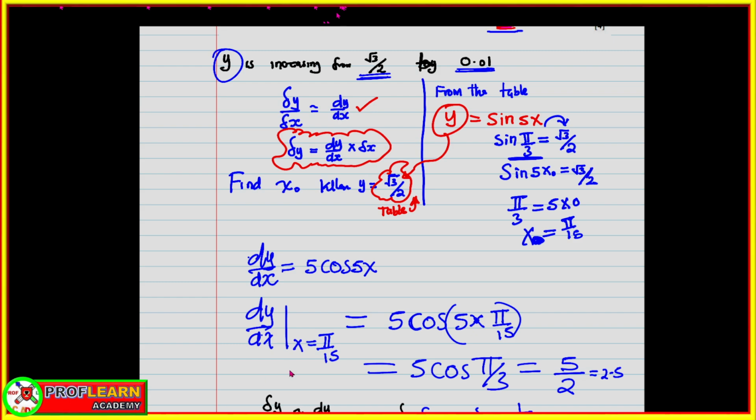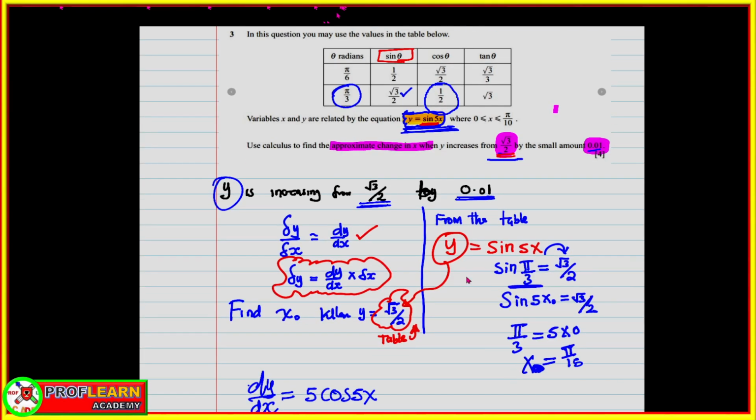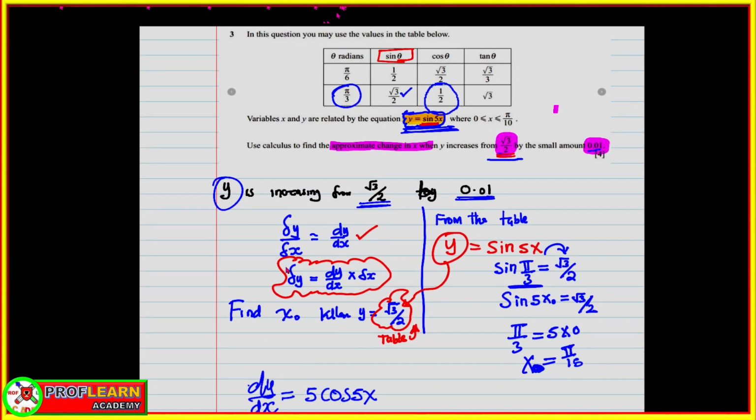A few things to remind you: you may use these values that are here, and y is increasing from root 3 over 2 by 0.01. In order to find an approximate change in y or approximate change in x, you use small change in y over small change in x is approximately dy/dx. Then if you are finding small change in y, it will be dy/dx times delta x, or small change in x.